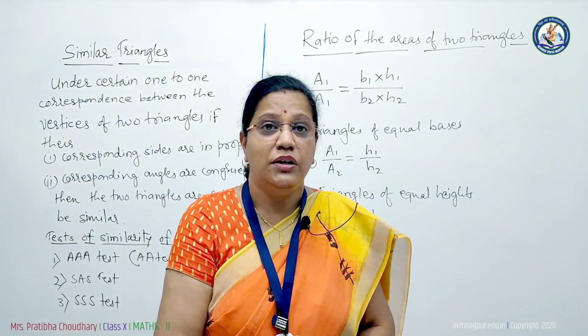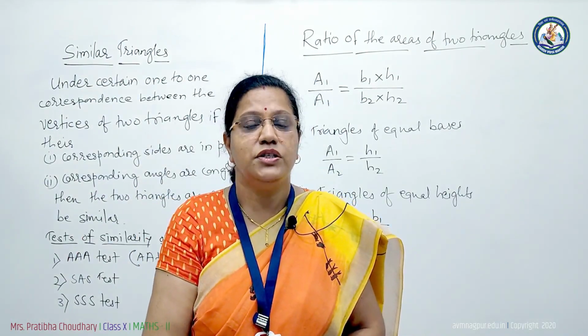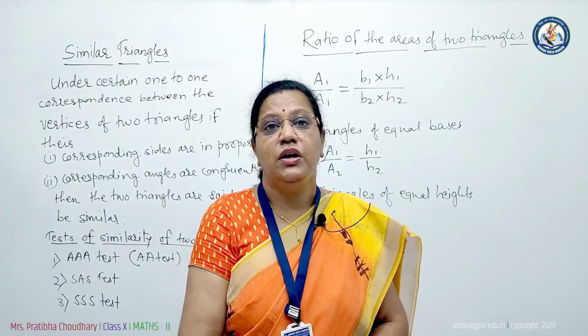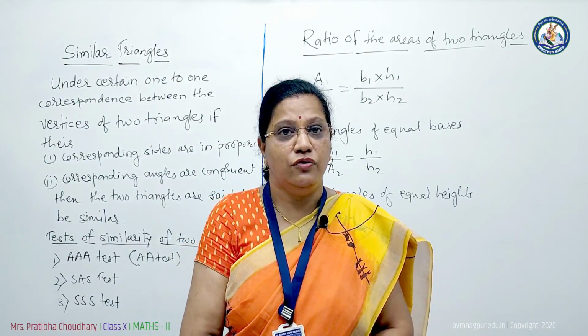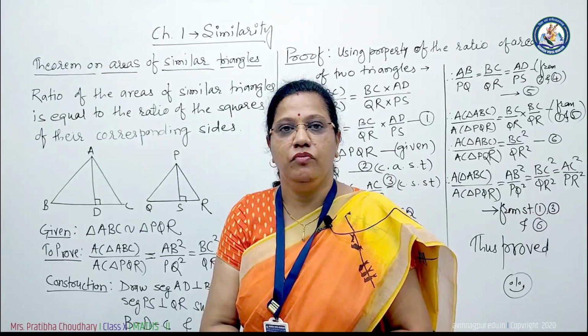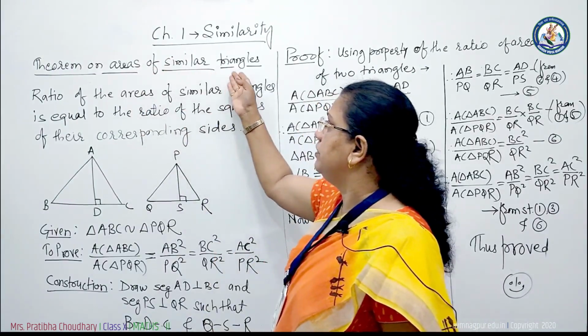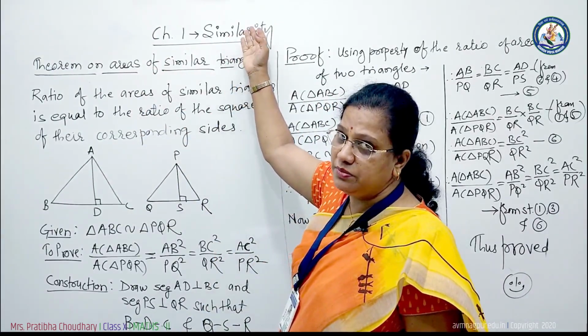And believe me, student, the proof of this theorem will become very easy for you if you understand these 2 concepts. Okay, now let's proceed to the theorem, areas of two similar triangles. So this is the theorem on areas of similar triangles. It is from chapter 1, similarity.